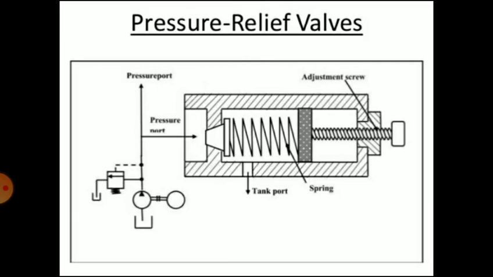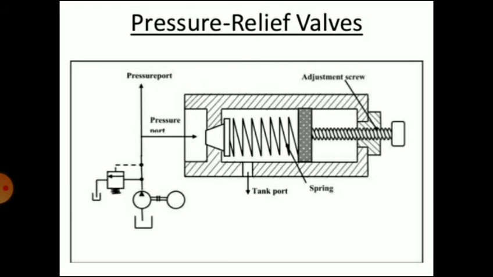You can see the diagram on the slide. So it is a directly operated pressure relief valve. You can see the various elements of the pressure relief valve. You can see the pressure adjustment screw, then the spring, and there is one port that is connected to the tank to divert the excess fluid into the tank.